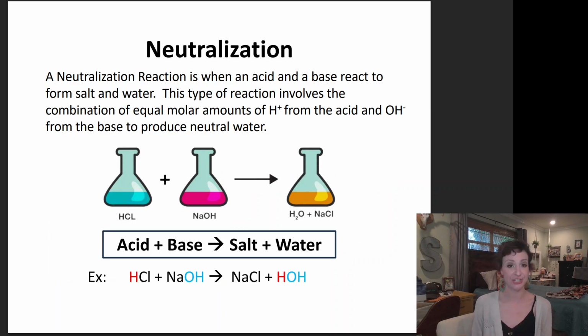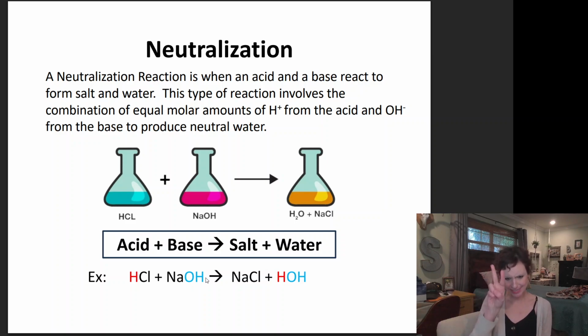What is neutralization? A neutralization reaction is when an acid and a base react to form salt and water. This type of reaction involves the combination of equal molar amounts of the hydrogen ion from the acid and the hydroxide ion from the base to produce a neutral compound, water. So looking at my little example here, I have an acid because hello, ionizable hydrogen, right? And I have a base because hello, ionizable hydroxide, okay?